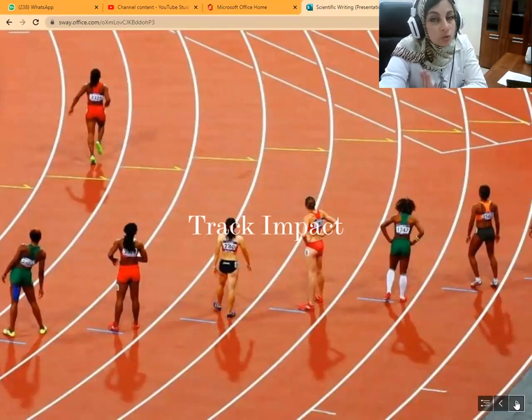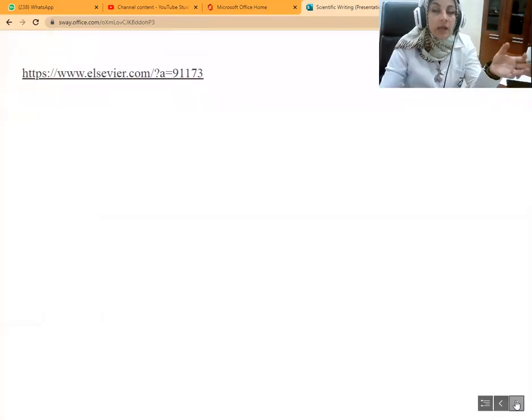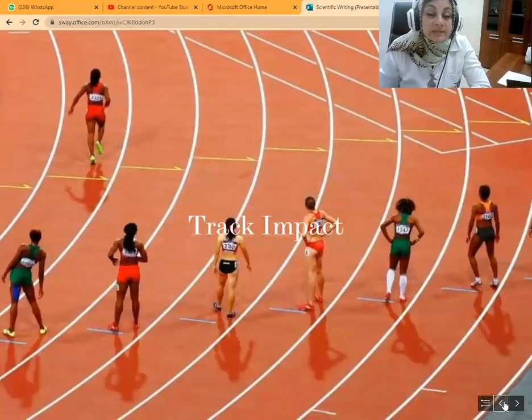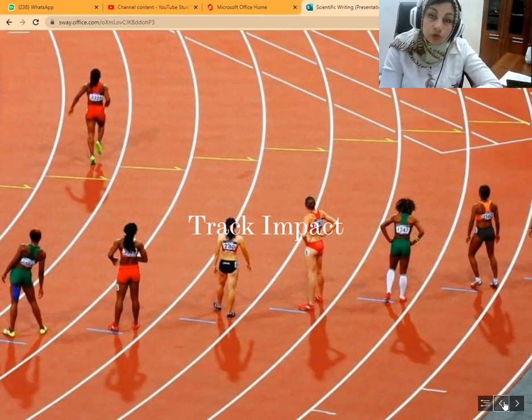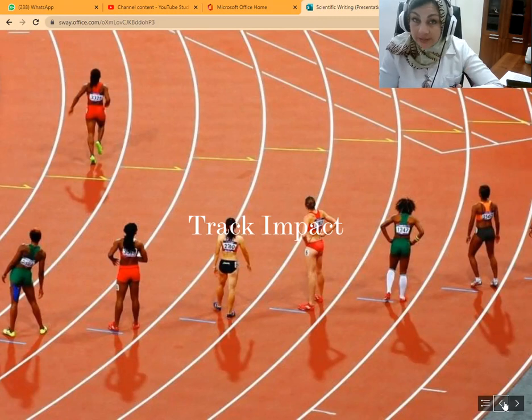Don't stop working without tracking your impact. Try to understand how much have I done? How much have I been cited? How much are people reading my work? And this is very important for you as a researcher to be able to track your impact, track your Scopus, your H index, track your citation index. That's very important.